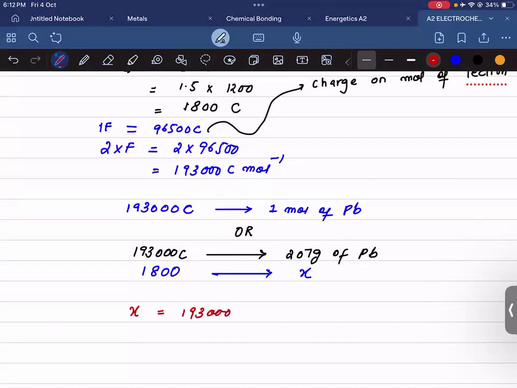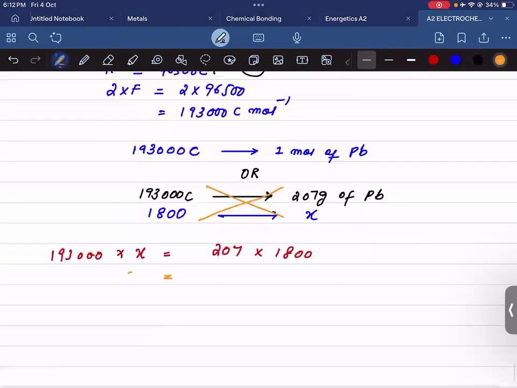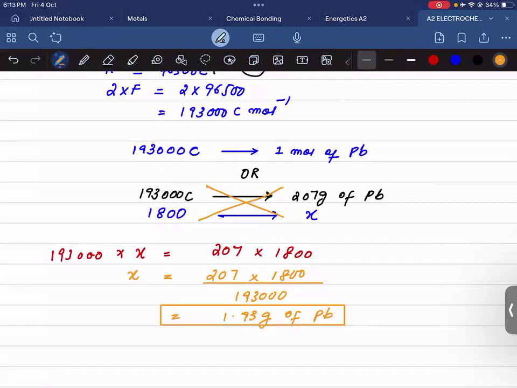So X would be equal to 207 times 1800 divided by 193,000. Basically, I'm just going to cross multiply like that, and then rearrange the equation to find the value of X. So hopefully you would be getting 1.93 grams of lead. Am I right? This is your answer.